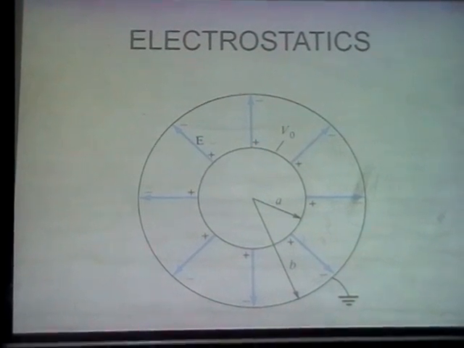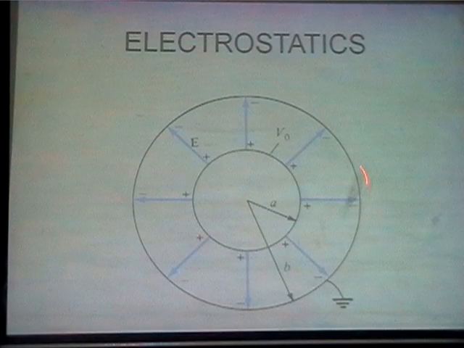Faraday tried this for different sizes of the spheres. He tried this for different insulation between the spheres. In all the cases, he got the same answer. The charge on the outer sphere is equal to the charge on the inner sphere. Only thing, it is negative.